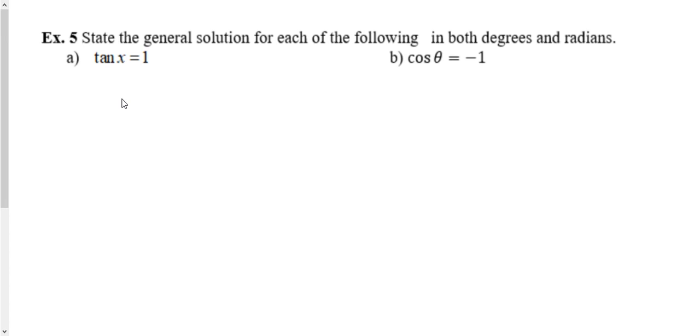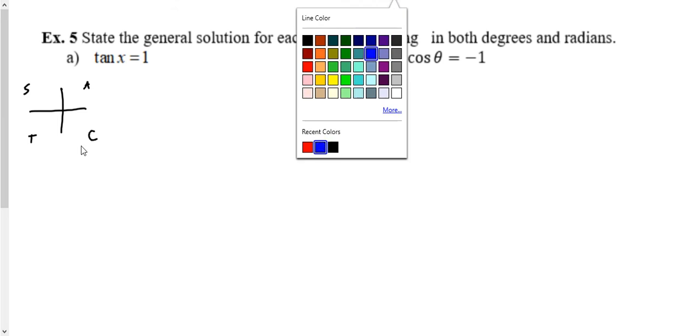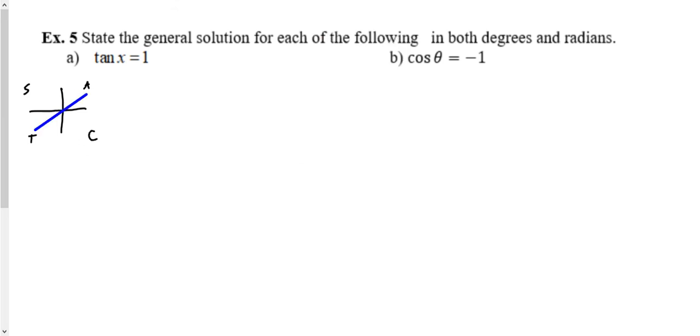In example 5, we have state the general solution for each of the following in both degrees and in radians. So let's start off with this picture here. So we're looking for everywhere where tan is positive. Well, tan is positive only in quadrants 1 and quadrant 3. So I'm going to draw a line in 1 and 3. Here we go. There you go. And it basically does look like a straight line there.